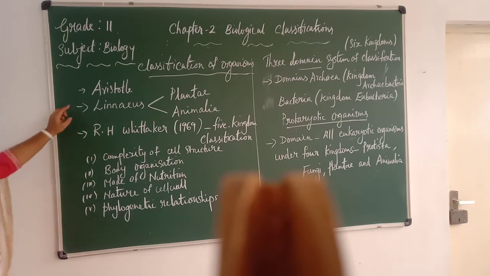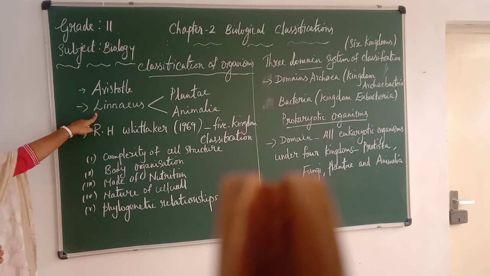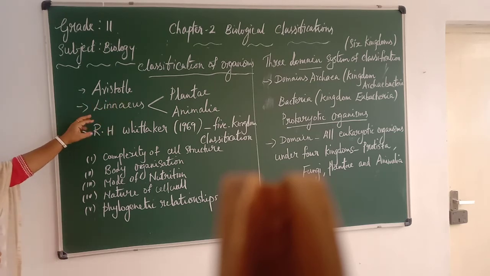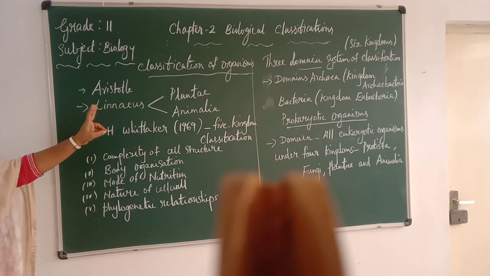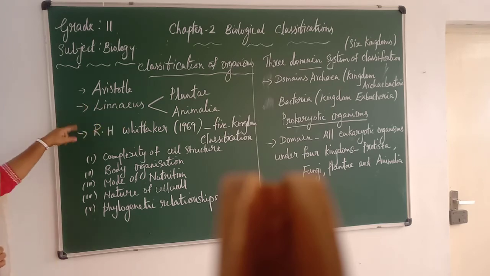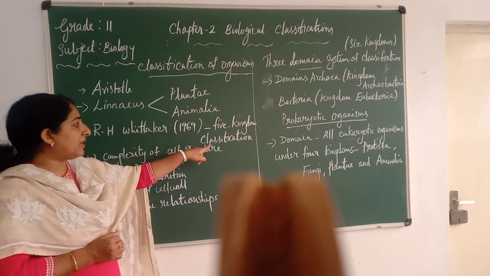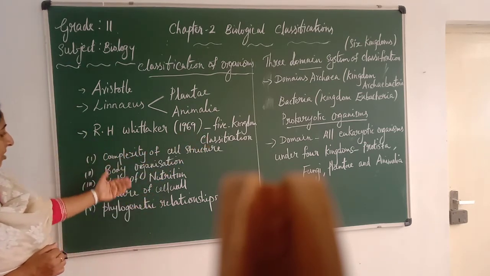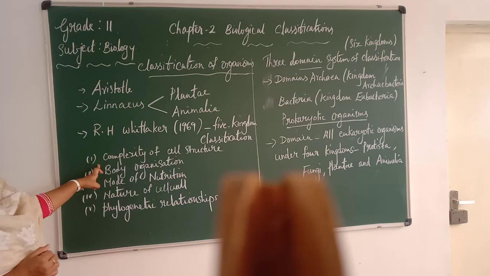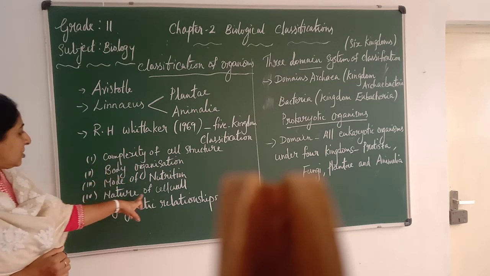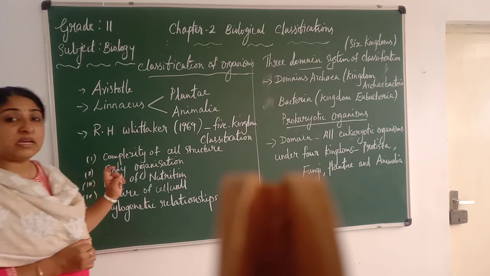So first who attempted? Aristotle. After Aristotle, Linnaeus. He made 2 kingdoms, Plantae and Animalia. Next, R.H. Whittaker, in 1969. He made the 5 kingdom classification based on all these criteria: complexity of cell structure, body organization, mode of nutrition, nature of cell wall, phylogenetic relationships.